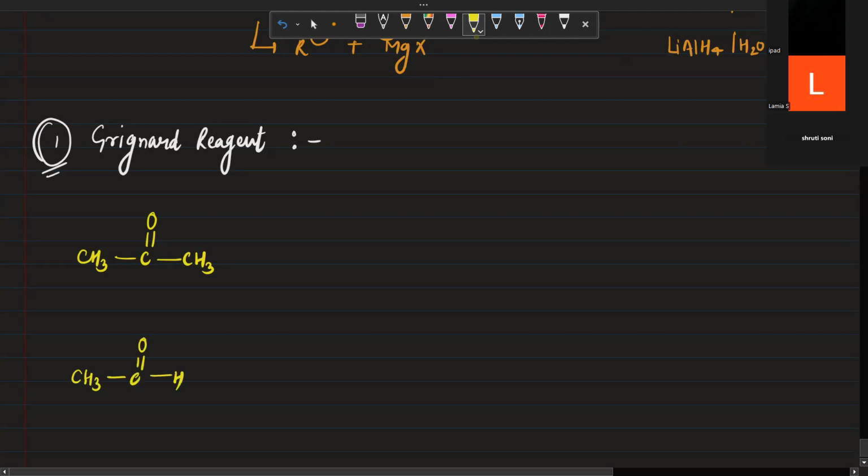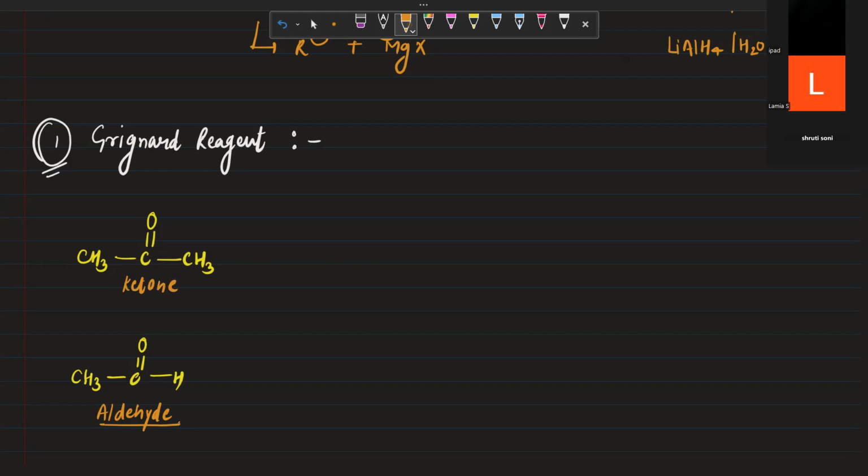And what about this? The second one, carboxylic acid, right? No, that's not carboxylic acid. Oh, it's aldehyde, since aldehyde is towards the end of the chain. Yeah, and this is the ketone.